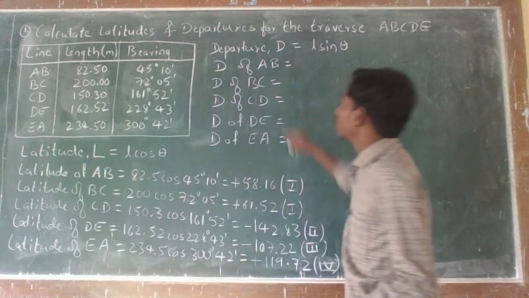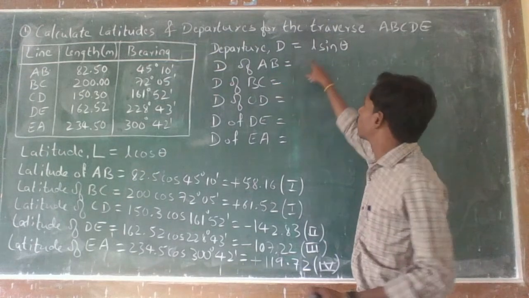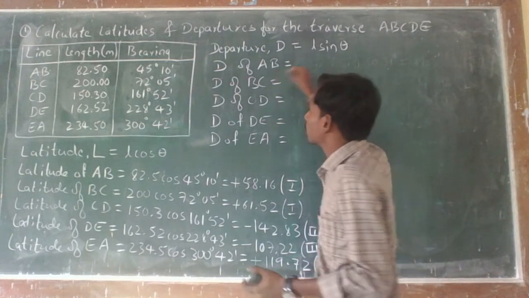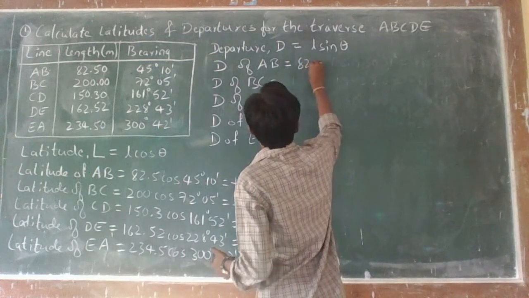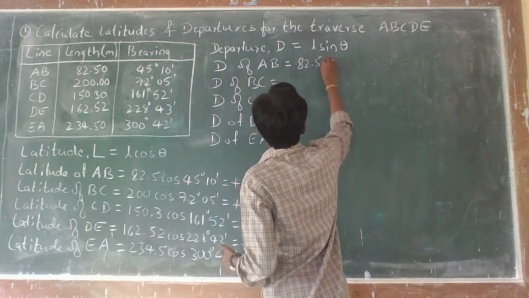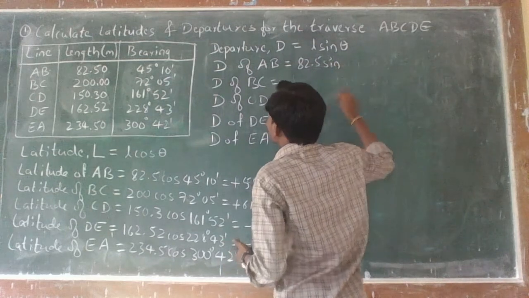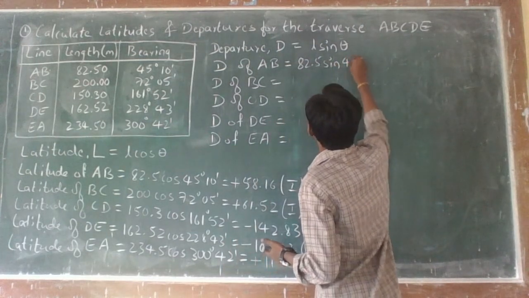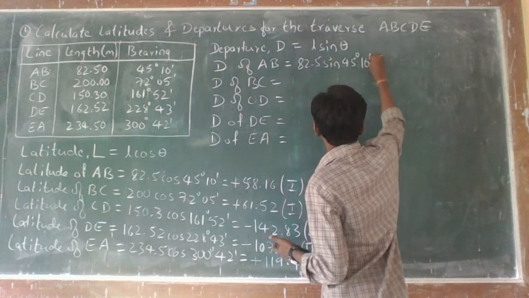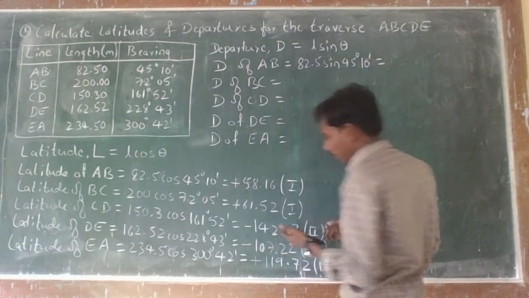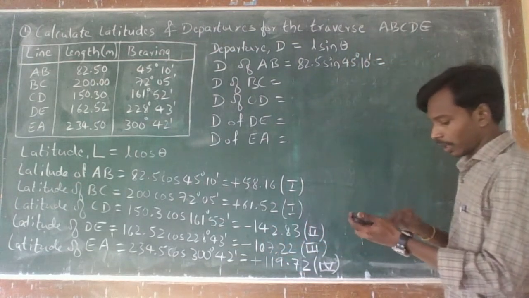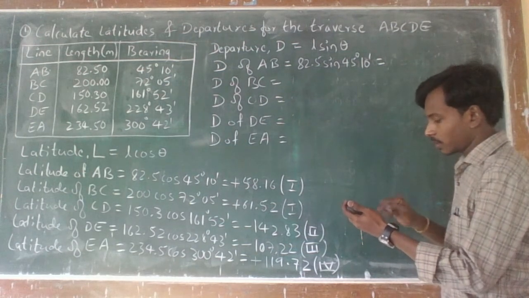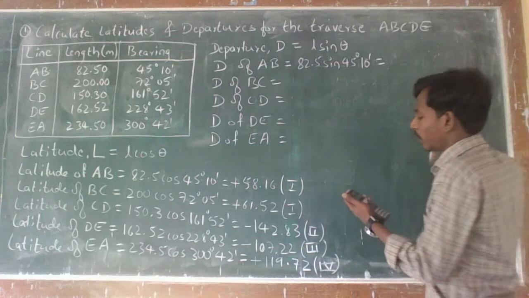Now departure of AB. So the formula is L sin theta. Now length is 82.5 sin. Bearing is 45 degrees 10 minutes. So write 45 degrees 10 minutes. Now calculate 82.5 sin 45 degrees 10 minutes. Now you will get the value 58.50.